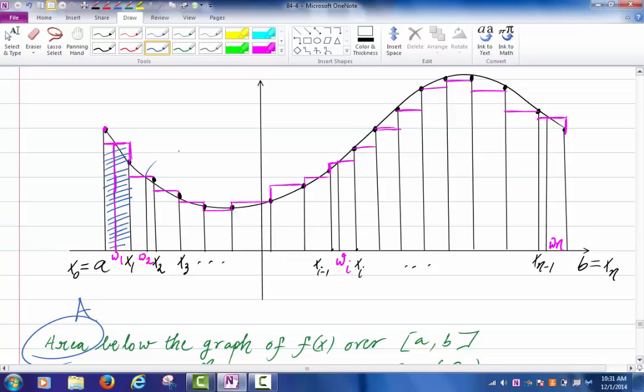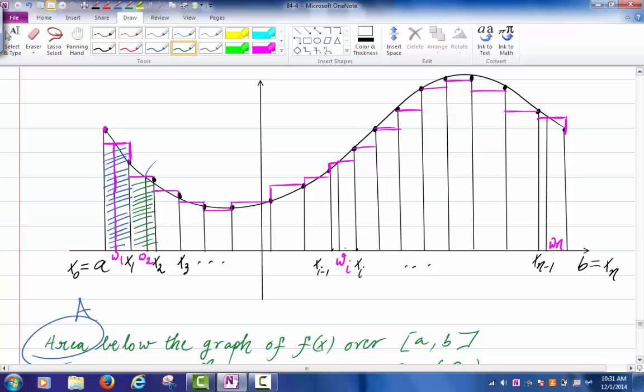So I get the area of this rectangle here. That's the second summand of the Riemann sum, right? And you keep doing that. Let me just say dot dot dot.